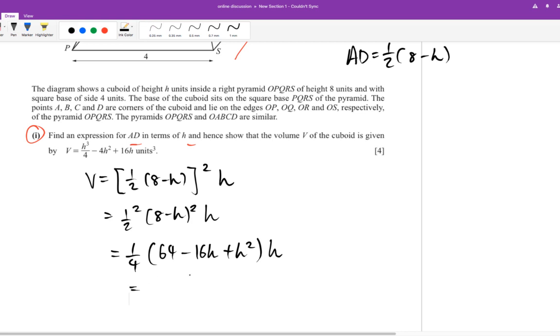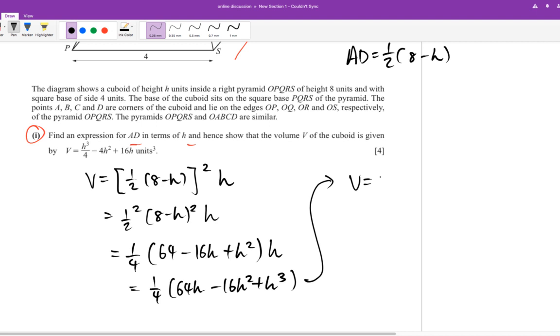Then I should get 1 over 4 of 64h minus 16h squared plus h cubed. Then I guess I get the answer already. So I get h cubed over 4 minus 1 over 4 multiplied by 16, so you will get 4h squared, and then plus 16h.